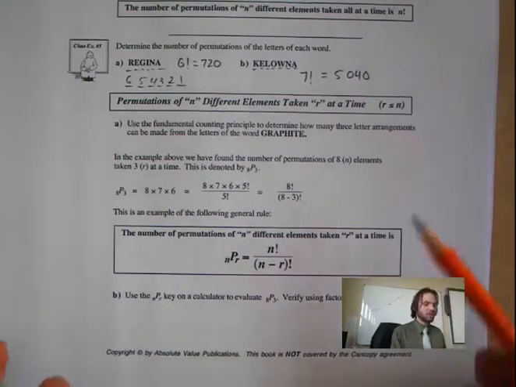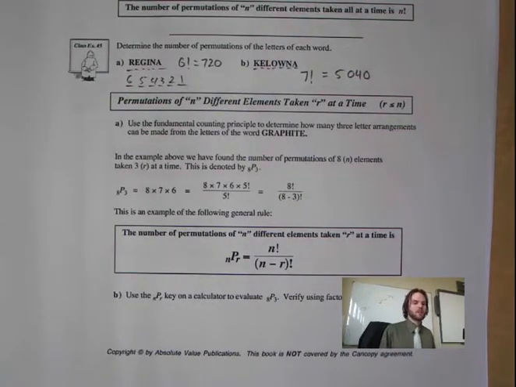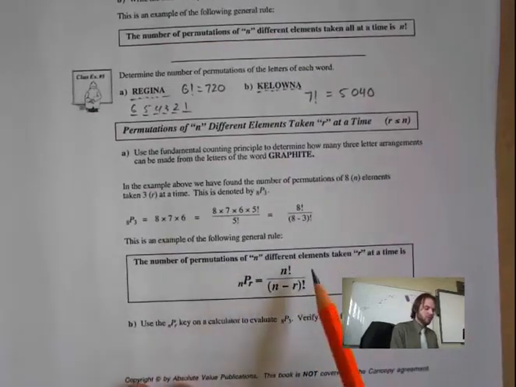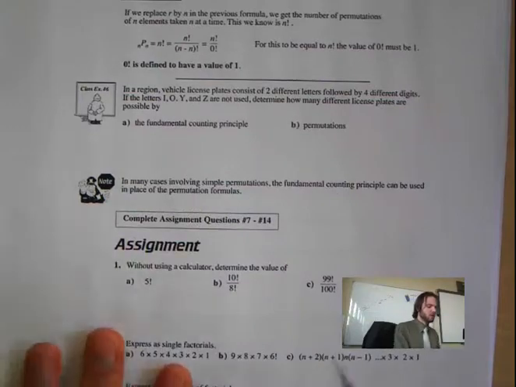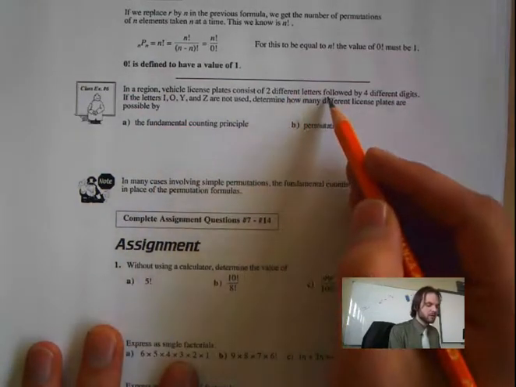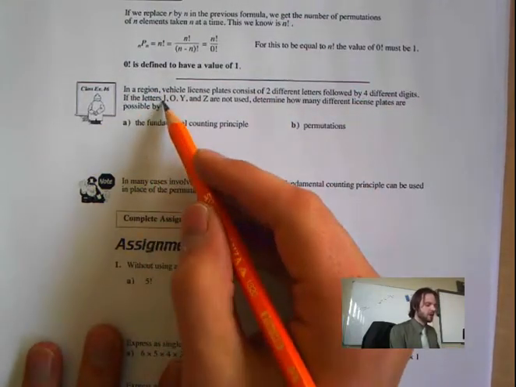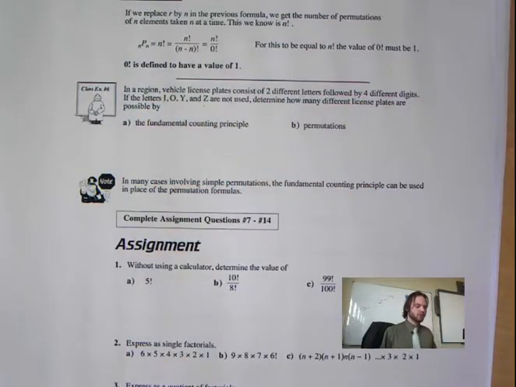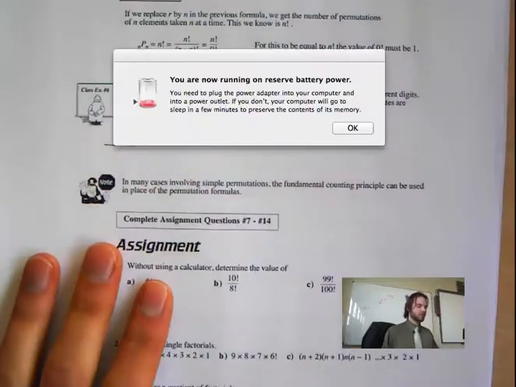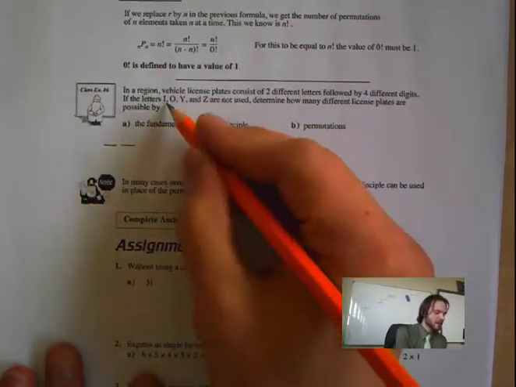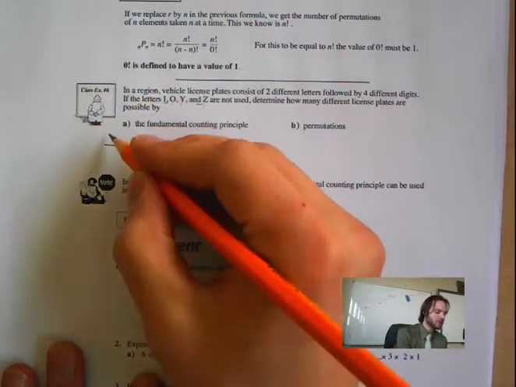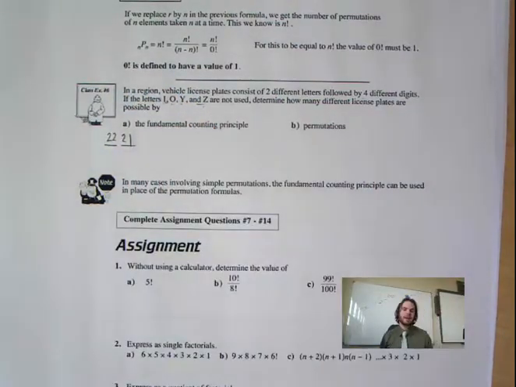Now our next little bit here, we're going to get into something called more permutations with our formula. Okay, so our formula looks like this, and I'm going to start showing you in the next example. Using the fundamental counting principle, we're going to try and solve this. There are 2 different letters followed by 4 different digits, if the letters I, O, Y, and Z are not used. So our first are 2 different letters. Okay, so we have 2 different letters, and since there's 26 letters in the alphabet, but we have 4 that we can't use, we're going to have 22 and 21, and they can't be repeated.